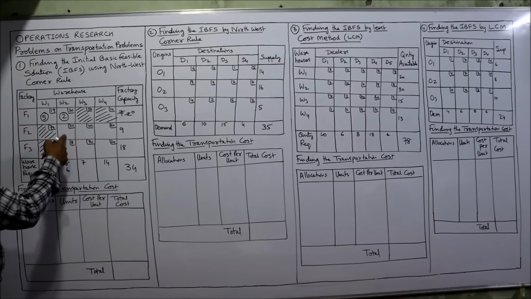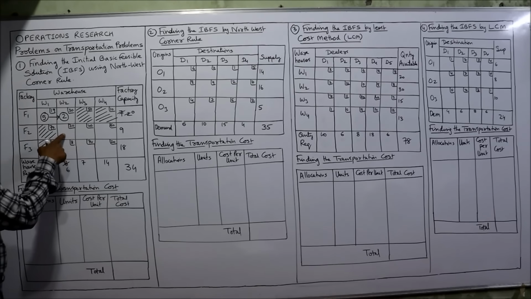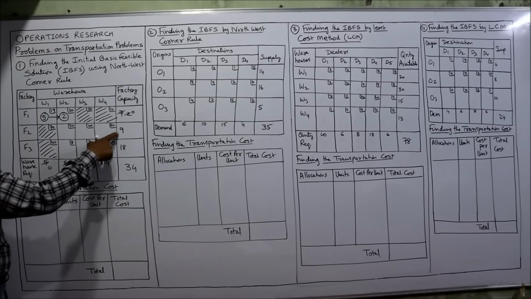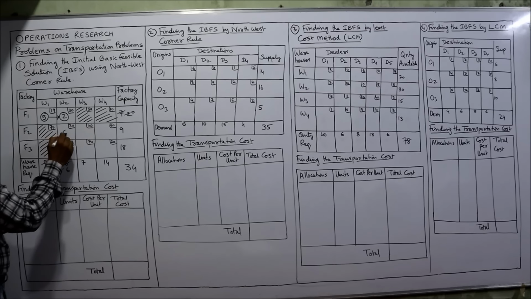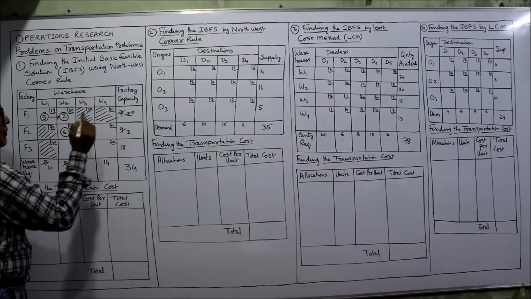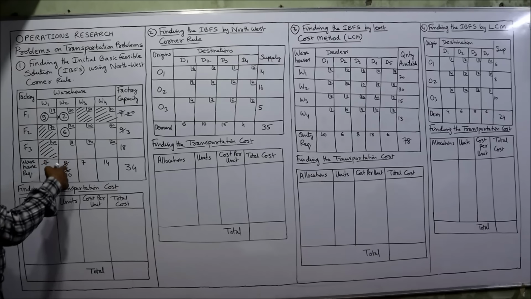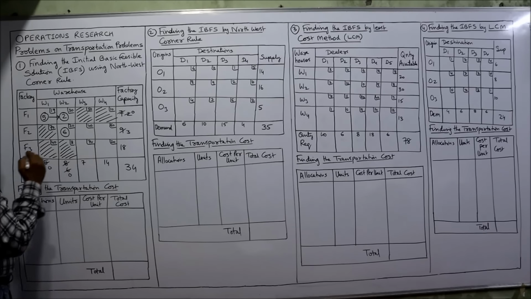Now I will come down from 2. I will come down here, this cell. In this cell, row total is 9, column total is 6. Whichever is less, 6 is less. So 6 I am allocating here, 6 minus 6, 0. 9 minus 6 is 3, right? This column has become 0, so I am blocking the column.